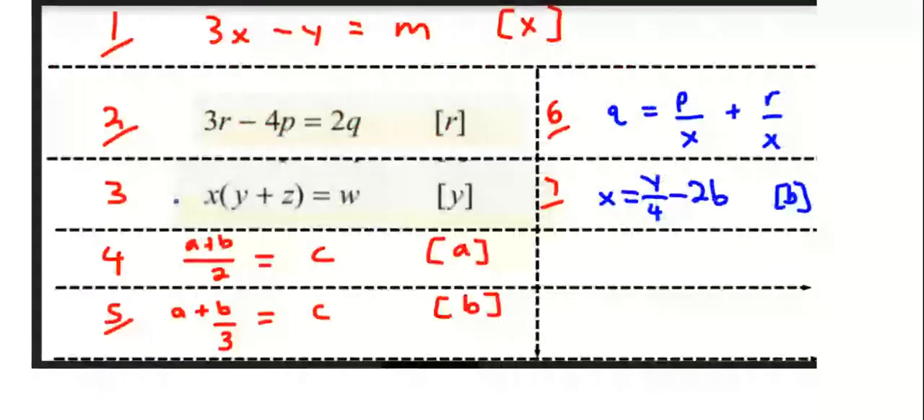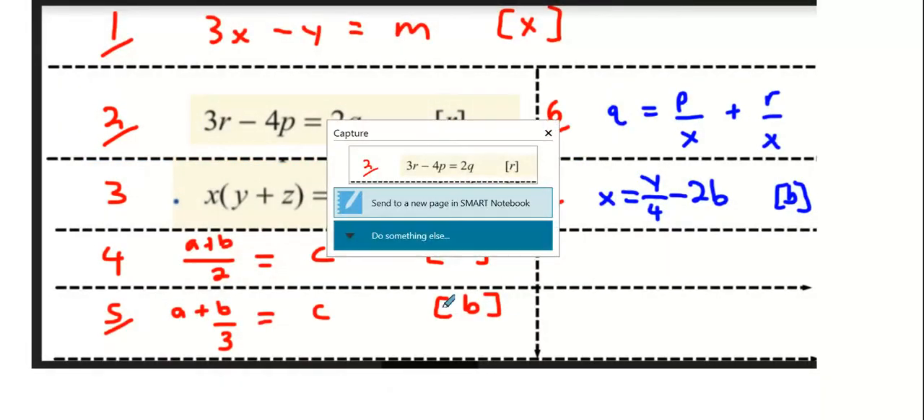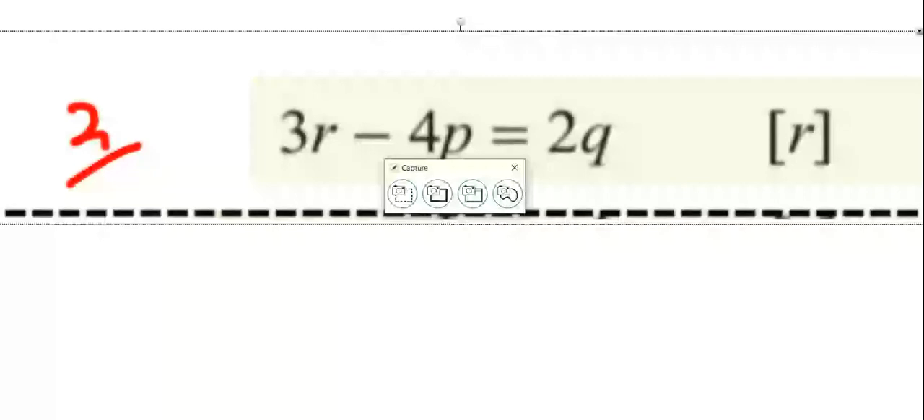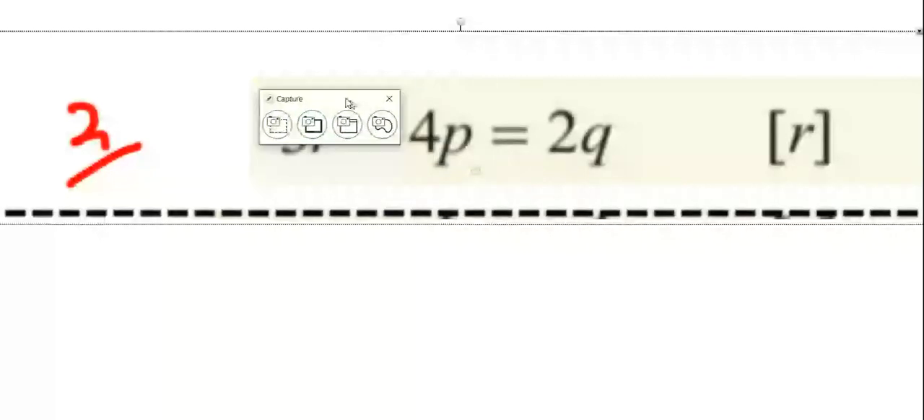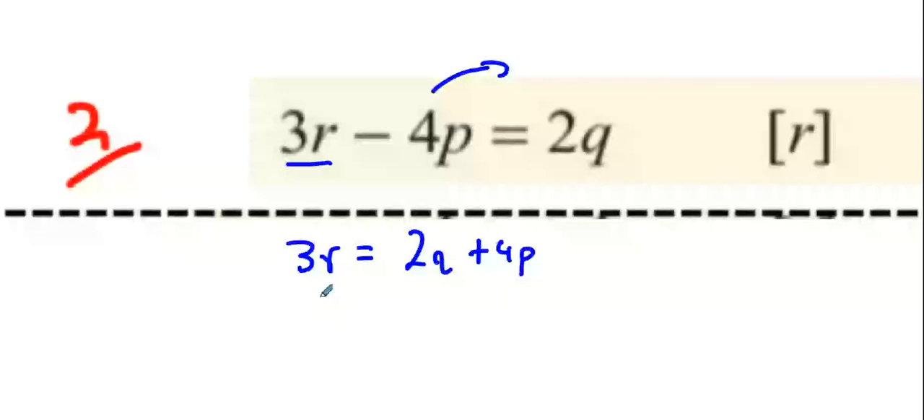Okay, let's have a look at question 2, which is 3r take away 4p equals 2q, and we've got to get r on its own. So once again, 3 multiplied by r is on its own. We move the 4p to the right, so we get 3r equals 2q plus 4p. Multiplication of 3 on the left must be division of 3 on the right. So r equals 2q plus 4p all over 3.